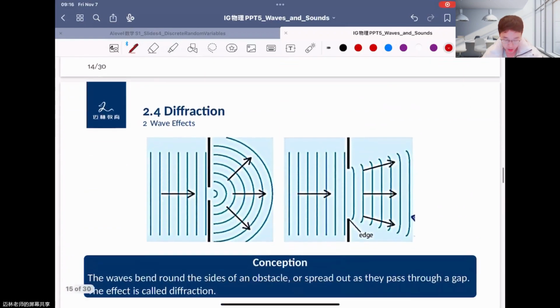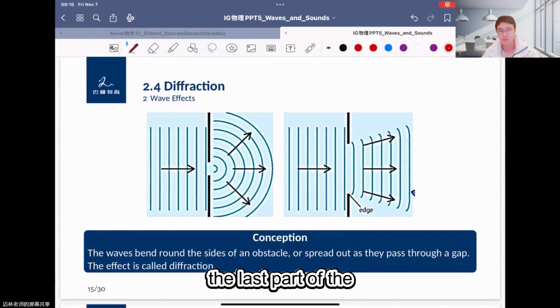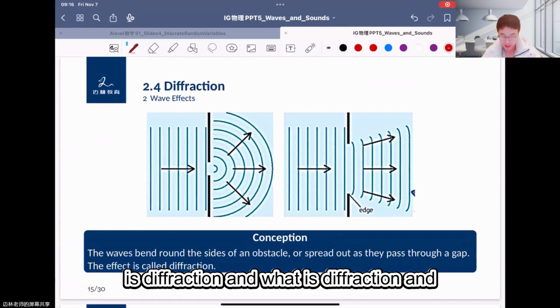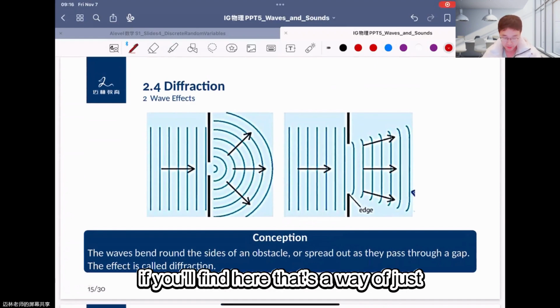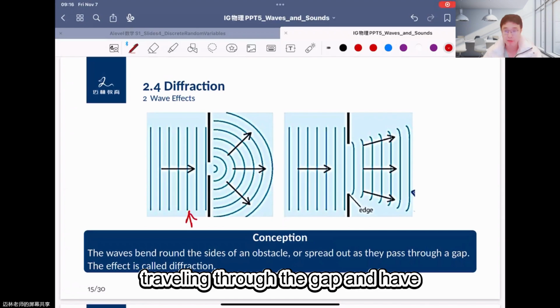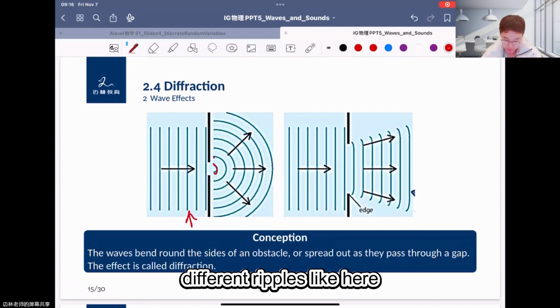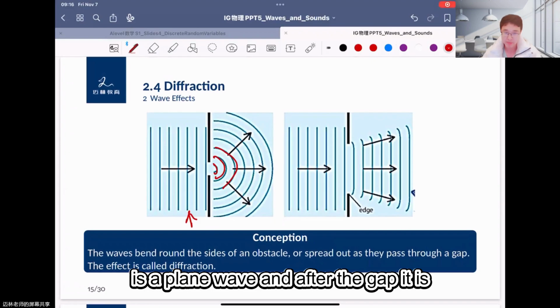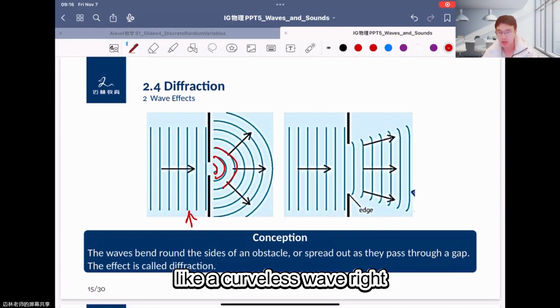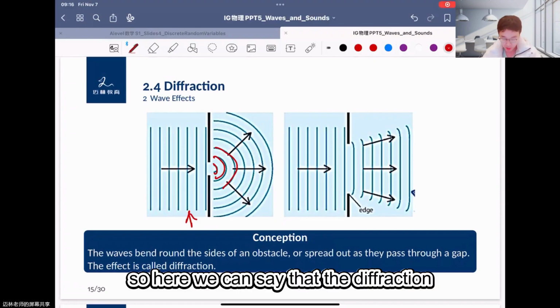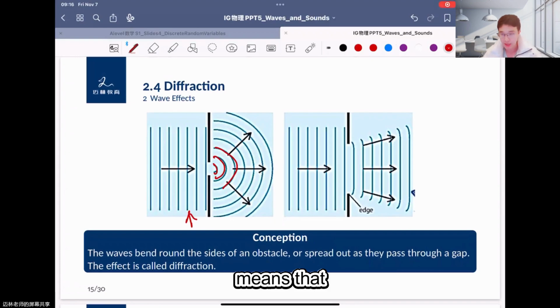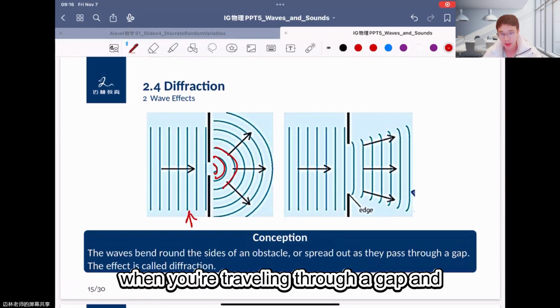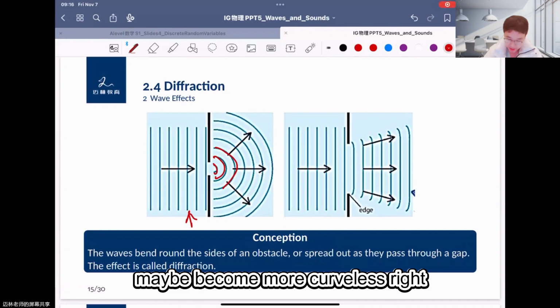The last part of the wave effects is diffraction. What is diffraction? The wave travels through a gap and has different ripples, like here. Before the gap it is a plane wave, and after the gap it becomes a curved wave. So we can say that diffraction means a wave traveling through a gap becomes more curved.